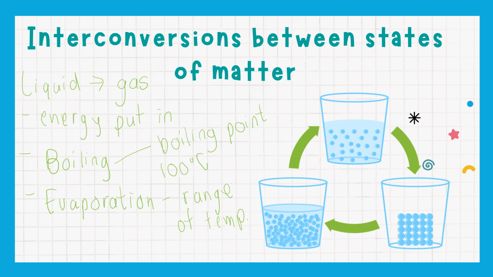Now, unlike boiling, where the particles all throughout the liquid will start gaining lots of energy, with evaporation, the particles on the surface of the liquid will gain enough energy first, and those will then escape, and then the next bunch of particles will start gaining energy and evaporate. So the faster moving particles will escape from the surface of the liquid, and that will then form a gas. So that is the main difference between boiling and evaporation.